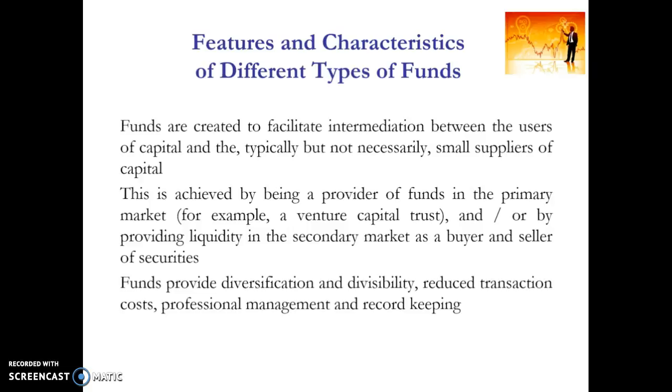So this is generally achieved by being a provider of funds in the market. For example, by buying a whole lot of financial assets, which can be either in the primary market or in the secondary market. In the primary market, for example, would be a venture capitalist trust, which is a trust that's set up to buy a whole lot of shares through buying companies. And the secondary market might be buying and selling a whole range of assets, including shares, bonds, or alternative assets.